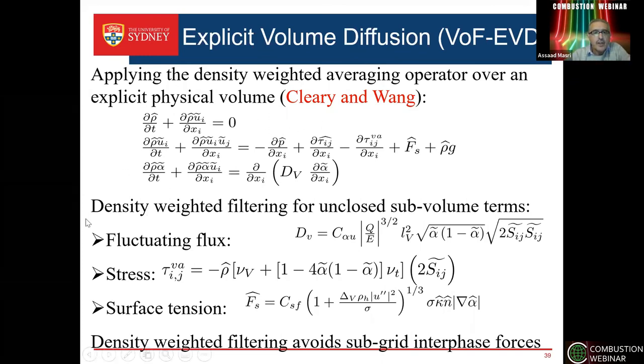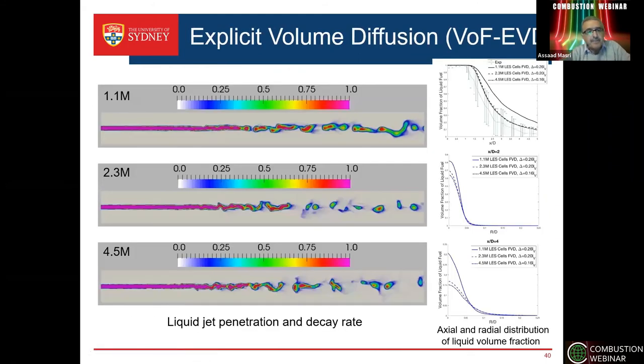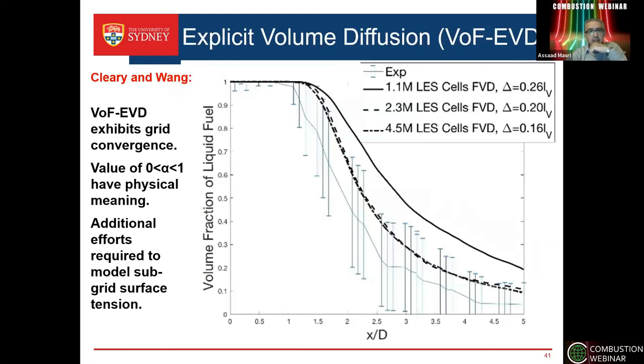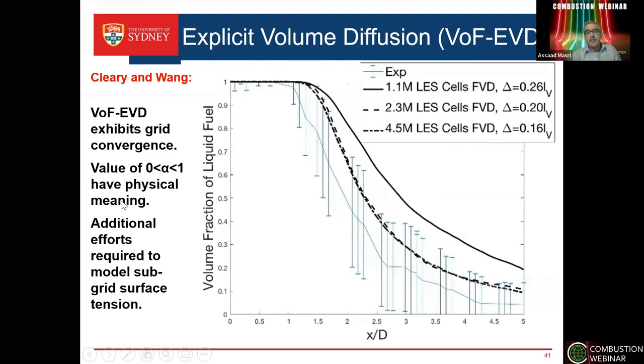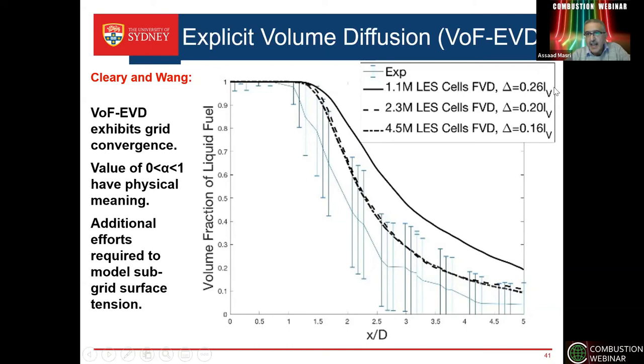This is the formulation. I won't go through the details there, but I'll just say that submodels have been developed for the fluctuating flux, for the stress, and for the surface tension. And when we attempted to refine the grid in order to see if we can get convergence using this approach, we've been successful, so the solutions have converged, and this was a good outcome. So now the relevant submodels are being developed and published or sent for publication. So this is another illustration that shows that grid convergence has been obtained, and the values of alpha between 0 and 1 do have physical meaning in this case with respect to a length scale that is related to the amount of thickening, to the thickened diffusion layer at the interface.